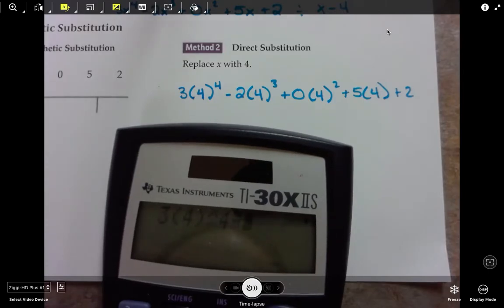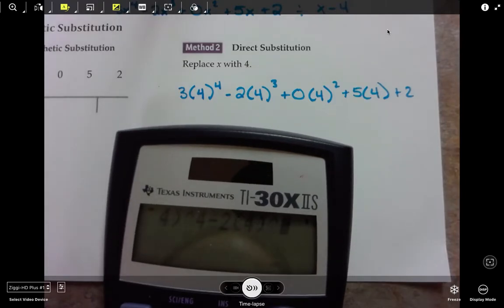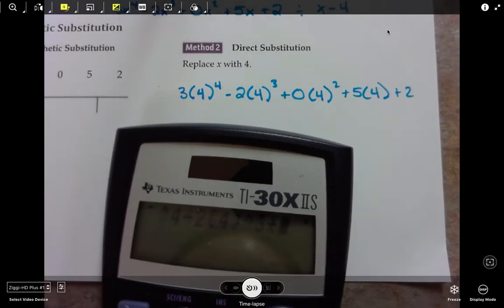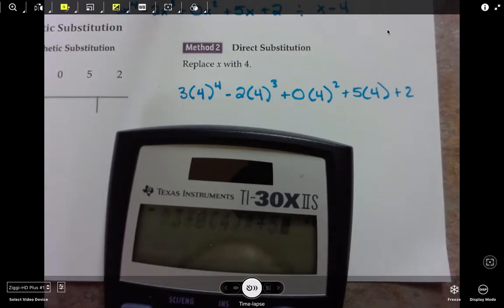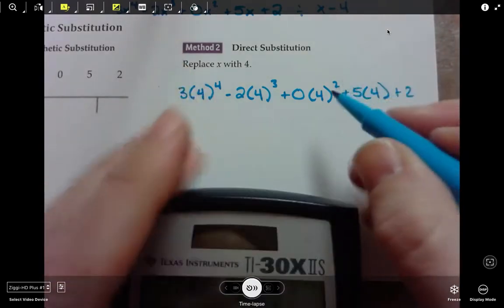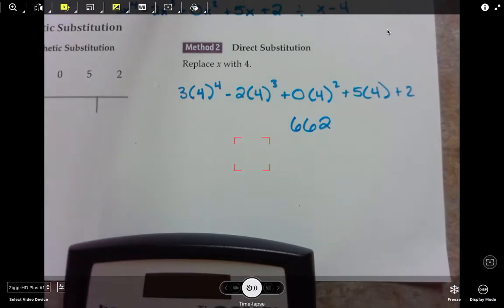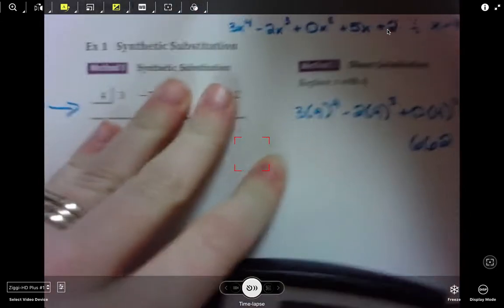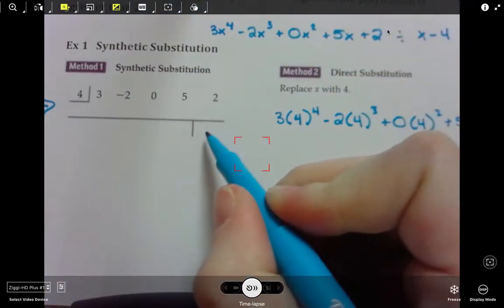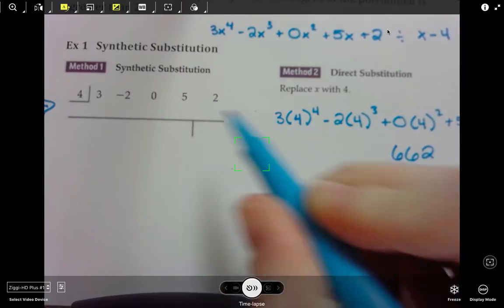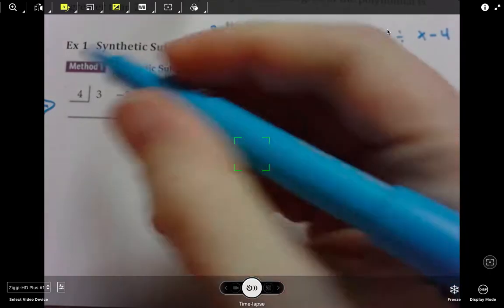Plugging into my calculator: 3 times 4 to the 4th minus 2 times 4 to the 3rd plus 0. I really don't have to type the plus 0 times 4 to the 2nd power in because that's going to end up being 0 anyway, but we'll type it in. Okay, so I end up with, holy cow, 662. I hope I did that right. So what that means is when I do the synthetic division over here, my remainder should be 662. That's a way of checking that.